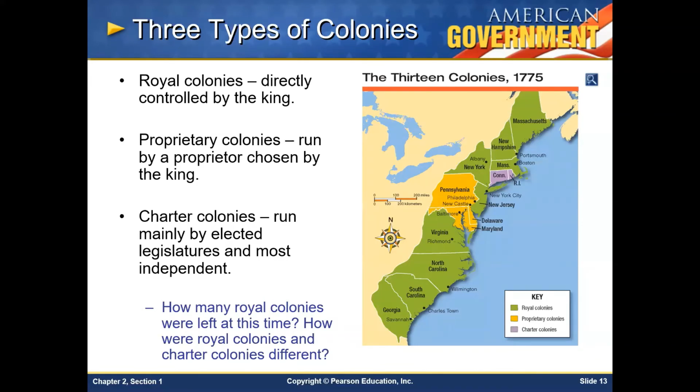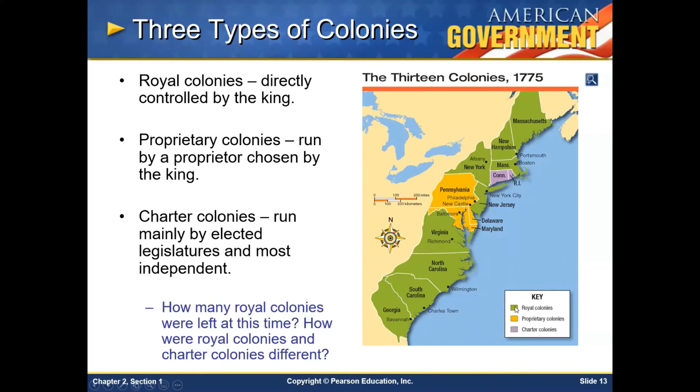So the royal colonies are directly controlled by the king. The proprietary colonies are run by a proprietor chosen by the king. And then the charter colonies do have a little bit more freedom. They're mainly run by elected legislatures, and again, they're the most independent. You can see this map here highlights that.